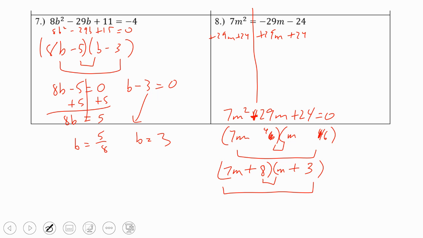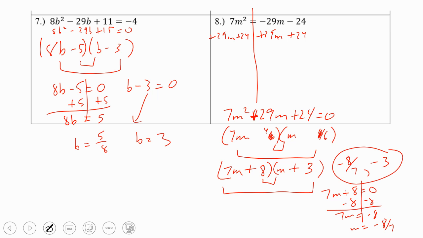So I have two solutions. One of them I know is negative 3. The other one I'm going to set equal to 0 to solve. M equals negative 8/7. That's all.